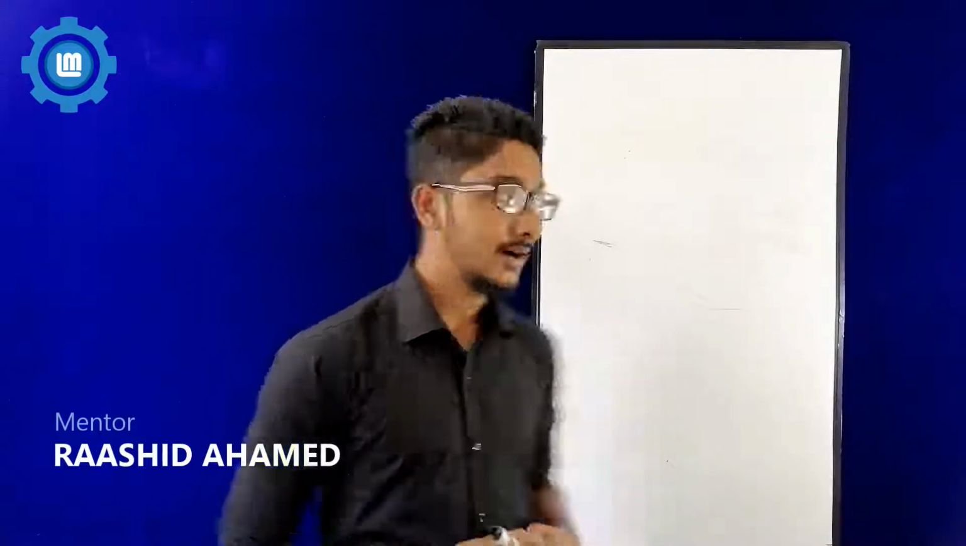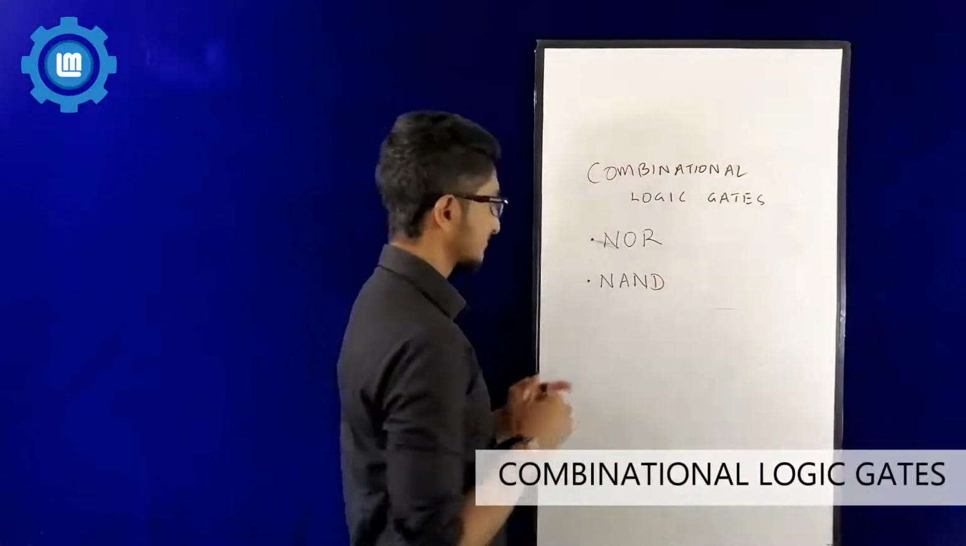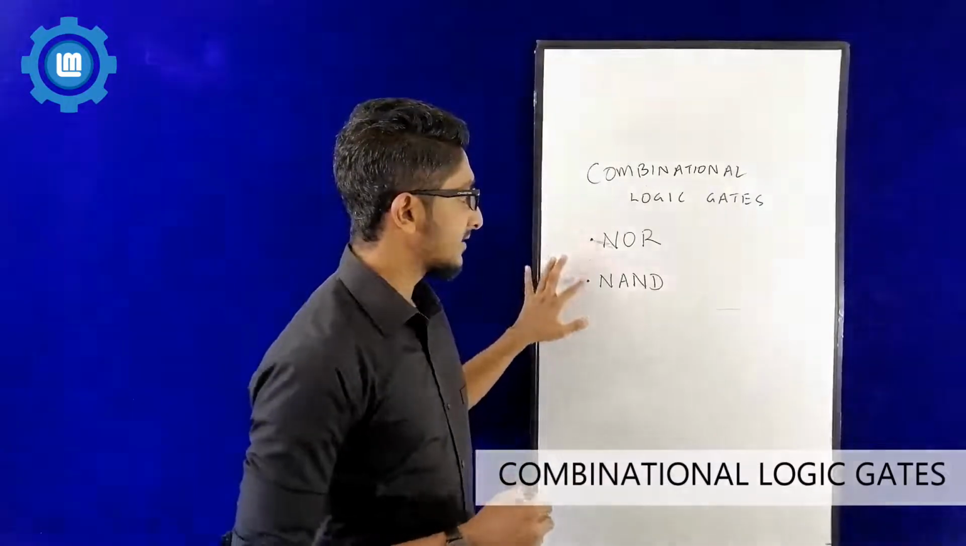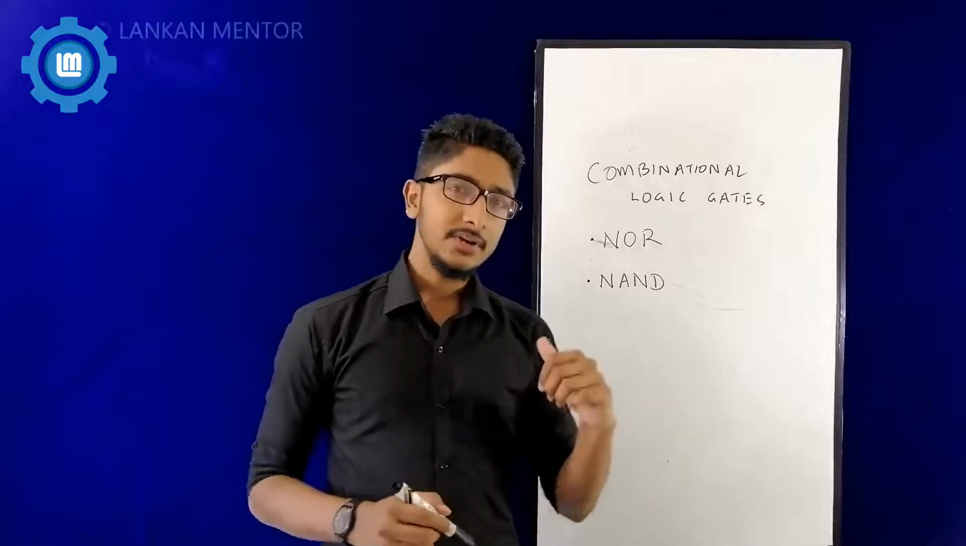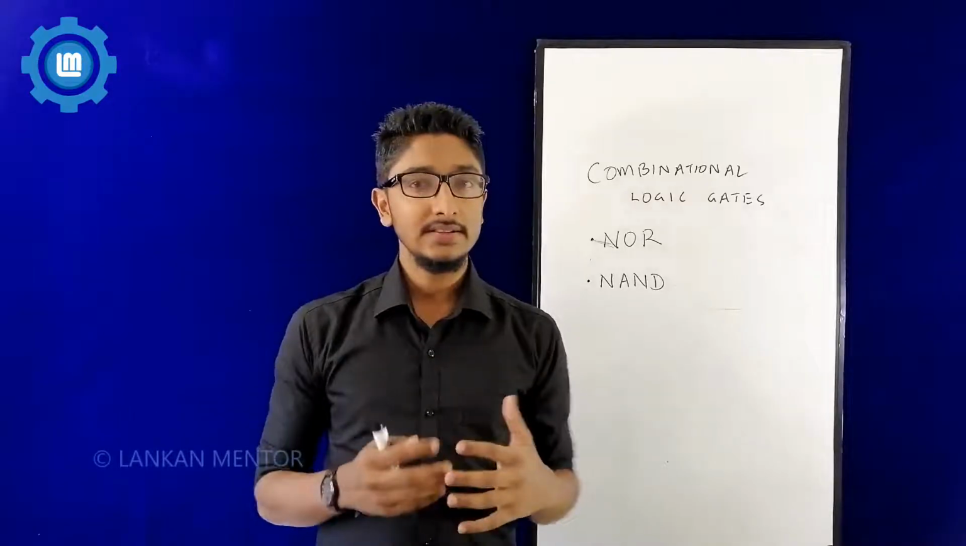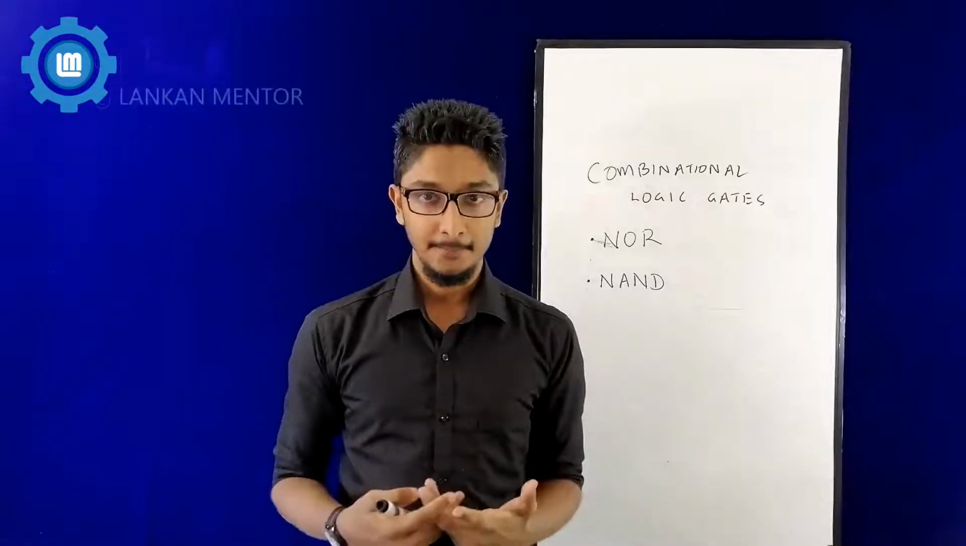Today we are going to discuss the second part of the grade 10 chapter 4, logic gates. In the previous lesson we looked at the basic logic gates: AND gate, OR gate and NOT gate. Today we'll be covering combinational logic gates. There are two types of combinational gates that you have to learn, NOR gate and NAND gate. Before we go deep into these, we'll try to get an idea about what these combinational gates are, why they are combined and what is the use of combining them.